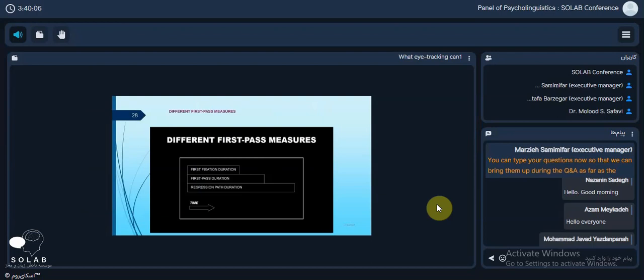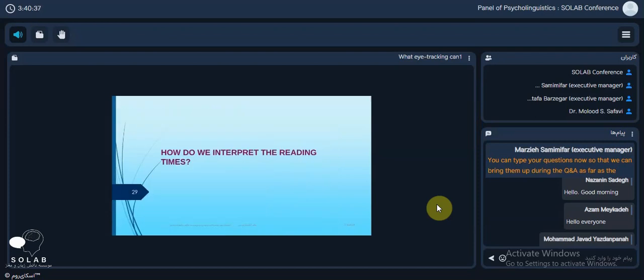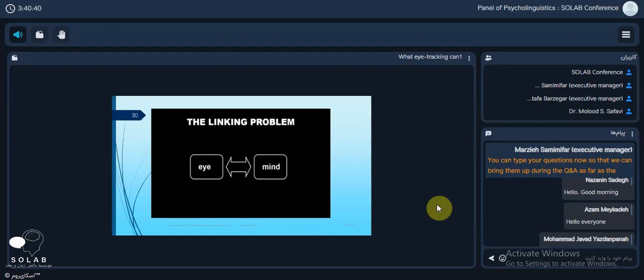What should we know about the different first pass measures? Different first pass measures are very, very important. We can break it into different measurements: first pass fixation duration, first pass duration, and regression path duration. They all have to be measured and interpreted when you talk about reading a sentence. How do we interpret the reading times?